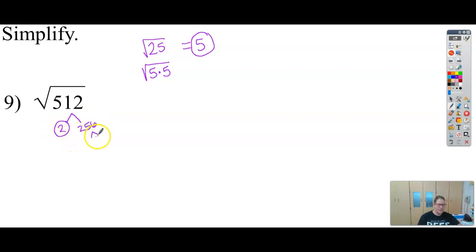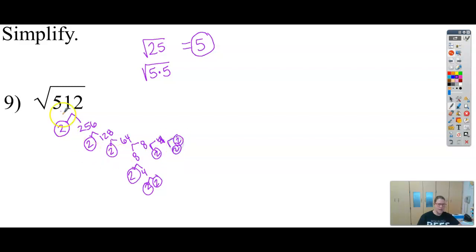So 256 is also even, so I'm going to divide it by 2. And that would give me 128. And then again, it's even, so I'm going to divide it by 2, and that would give me 64. Now I know that 64 is 8 times 8, but those again aren't prime, so I'm going to keep going. 8 is 2 times 4, and 4 is 2 times 2. So this number is just made up of a whole bunch of 2's.